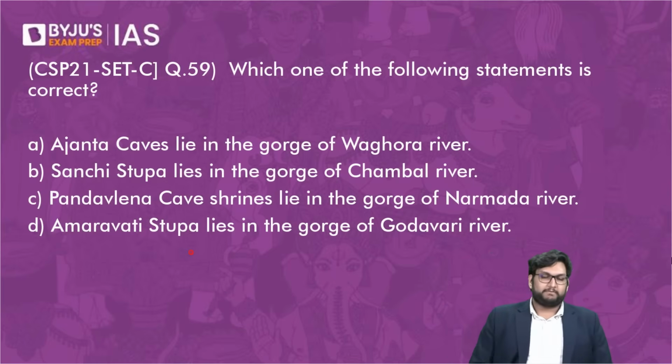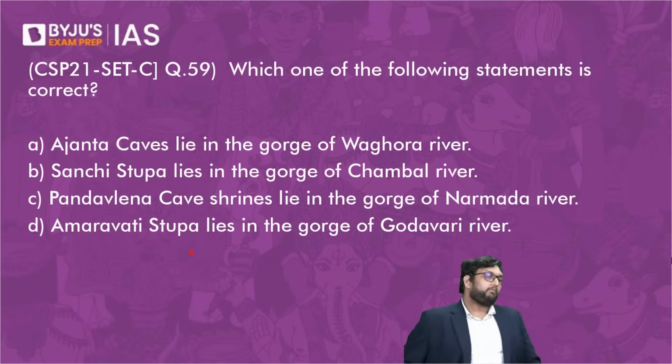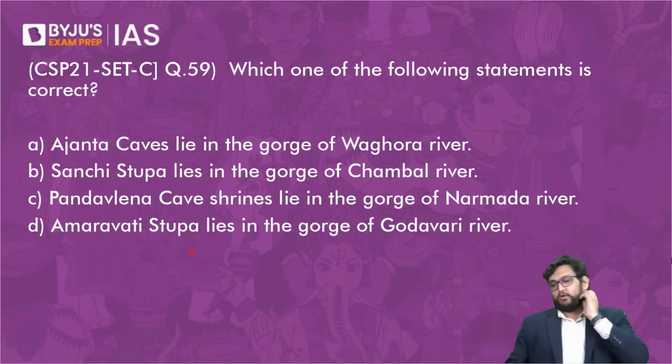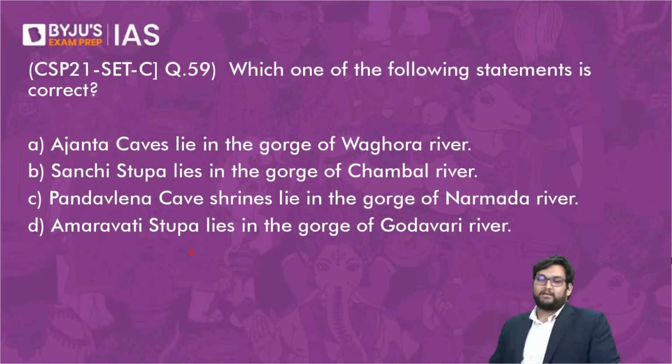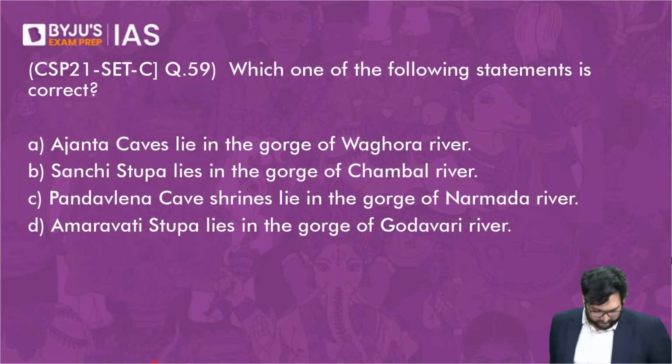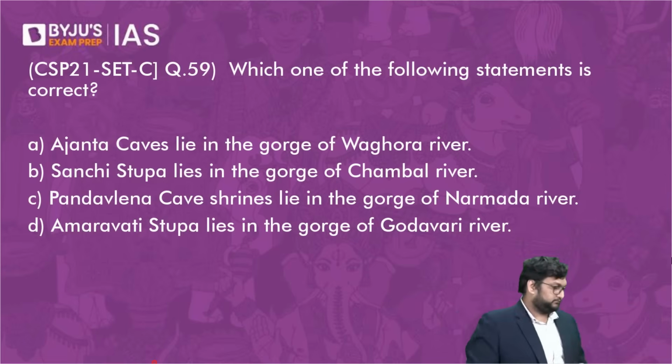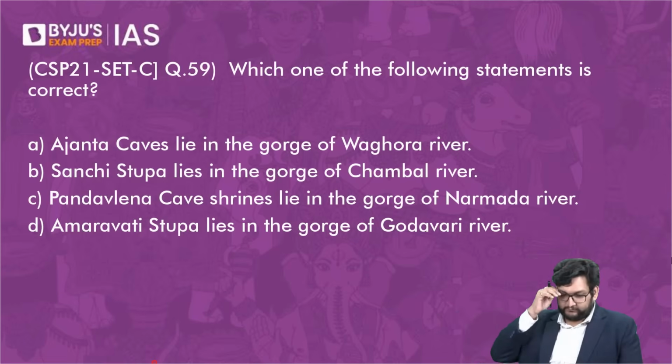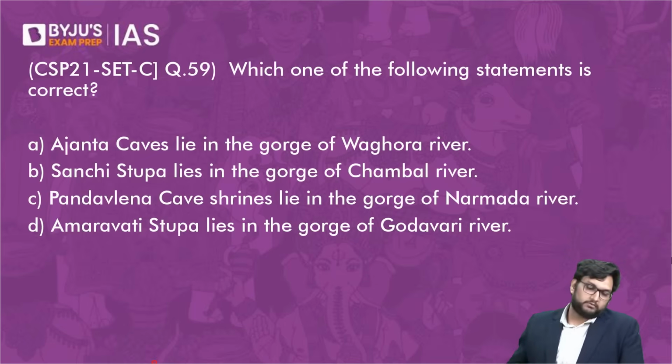Which of the following statements is correct? Ajanta cave lies in the gorge of Waghora river. Sanchi Stupa lies in the gorge of Chambal river. Pandavleni cave shrine is in the gorge of Narmada river. Amravati Stupa lies in the gorge of Godavari river. Come on. B or D? I have an issue with you, not A and C.